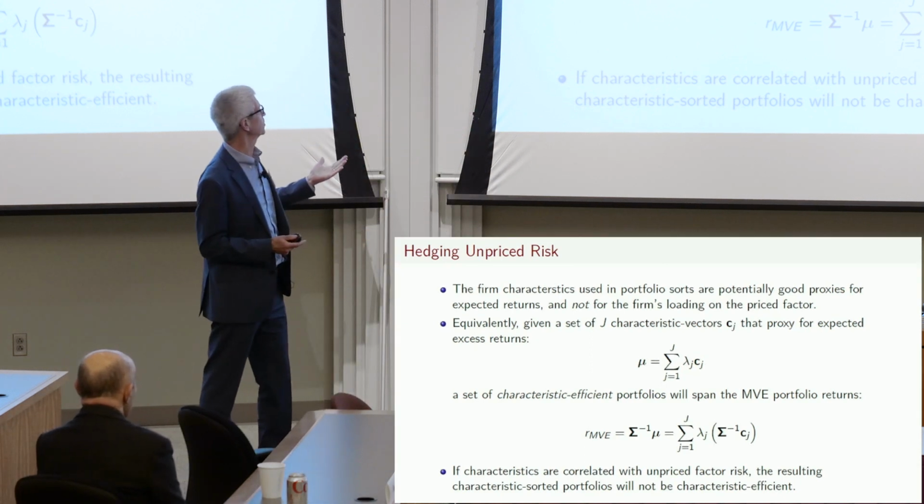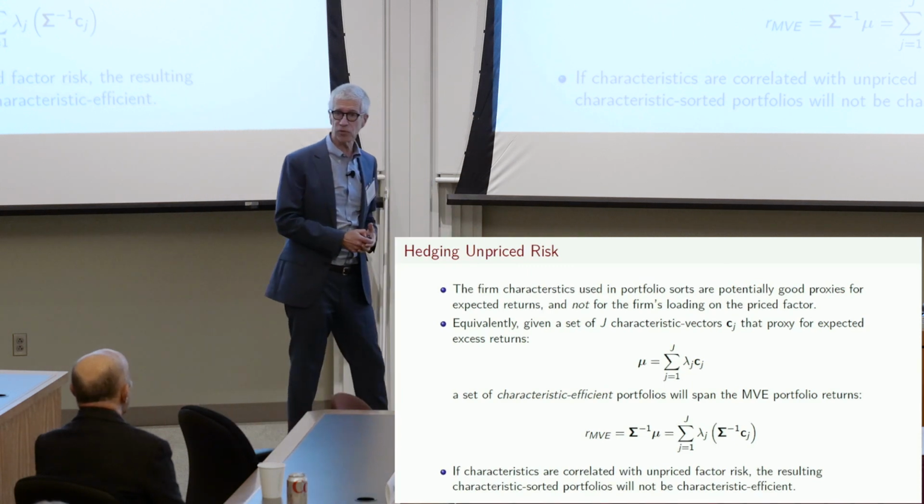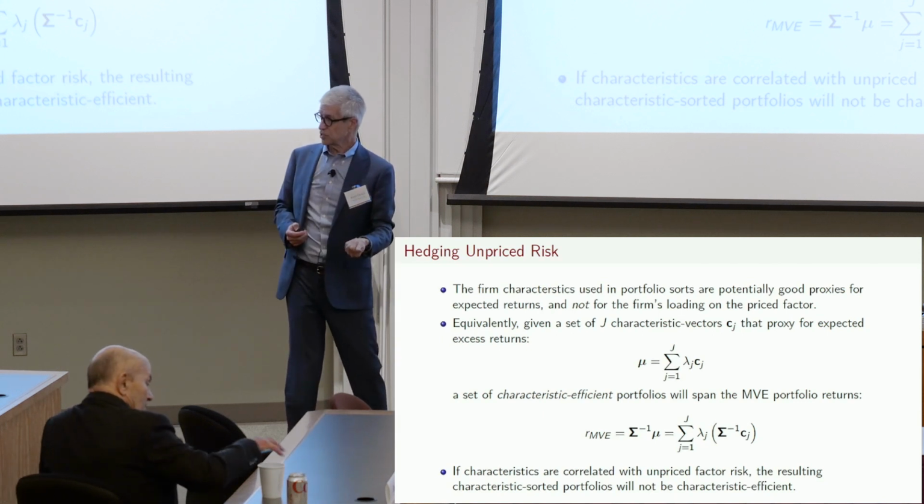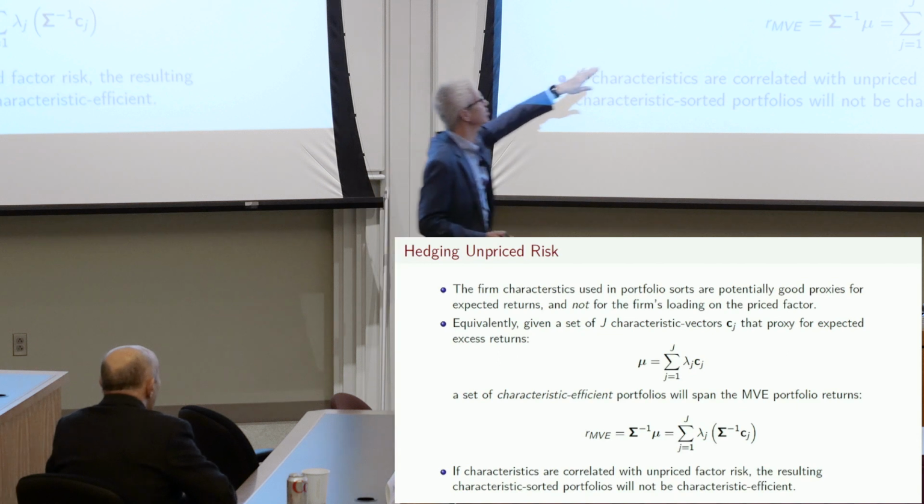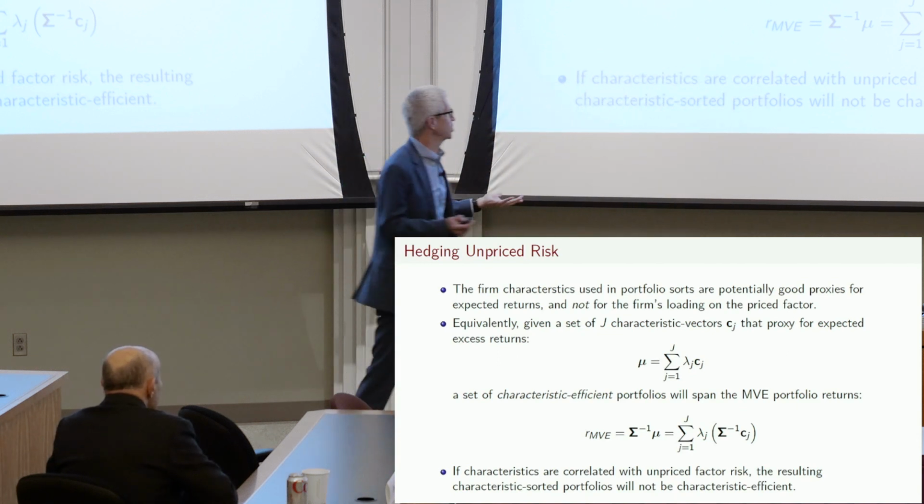Okay, so what do I mean specifically? Well, let's say your model is the following, that the expected return of a given firm is a combination of characteristics, J characteristics, okay, and for each firm there's some characteristic premium. Well, what's going to be the mean variance efficient portfolio?